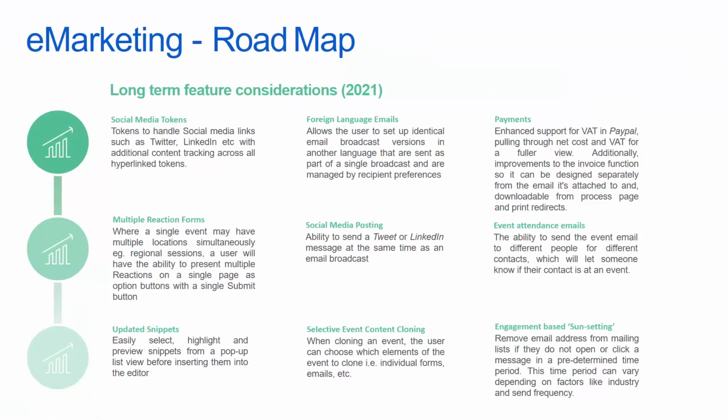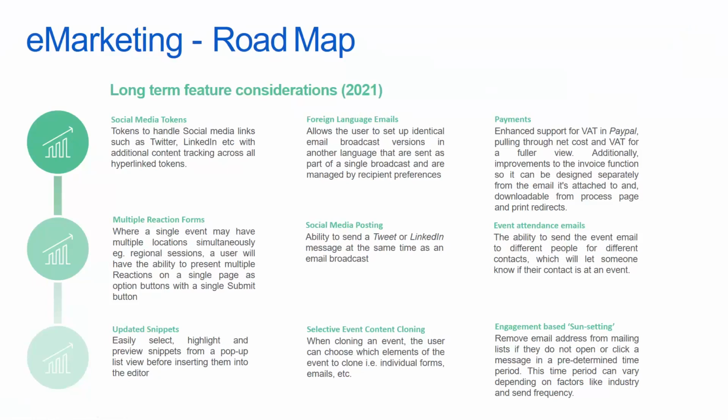So just a quick rundown so you're aware of what these things are on the screen. So the social media tokens, hopefully, are reasonably self-explanatory. It's just allowing tokens for that online content such as Twitter, LinkedIn, and just tracking those using the hyperlink tokens.